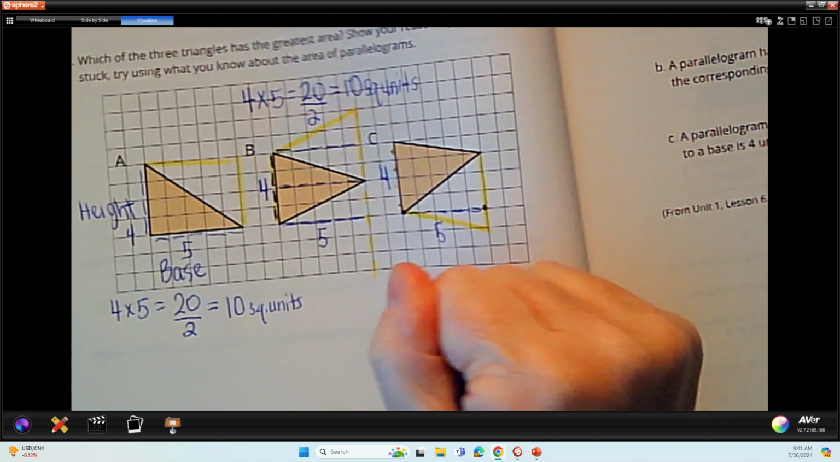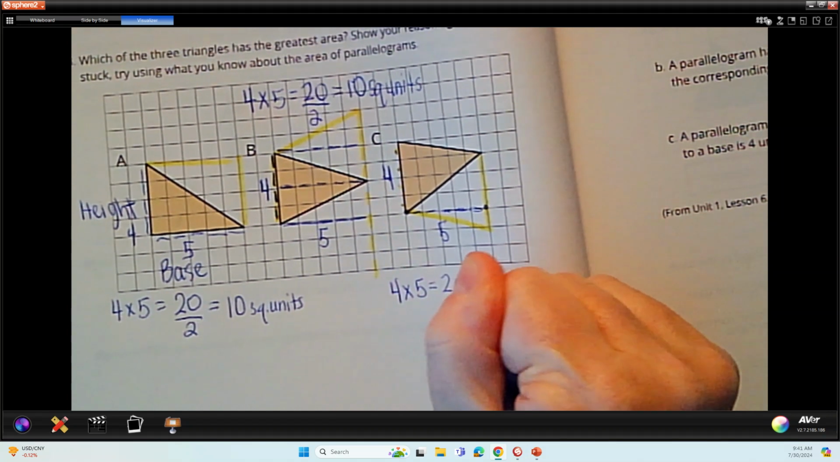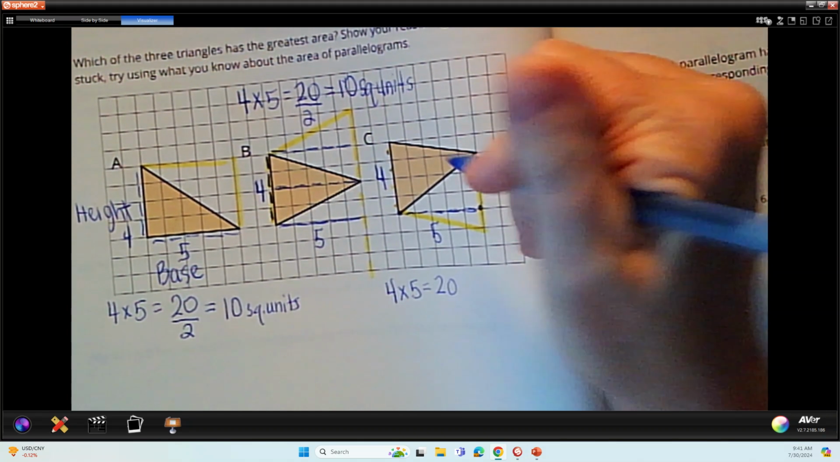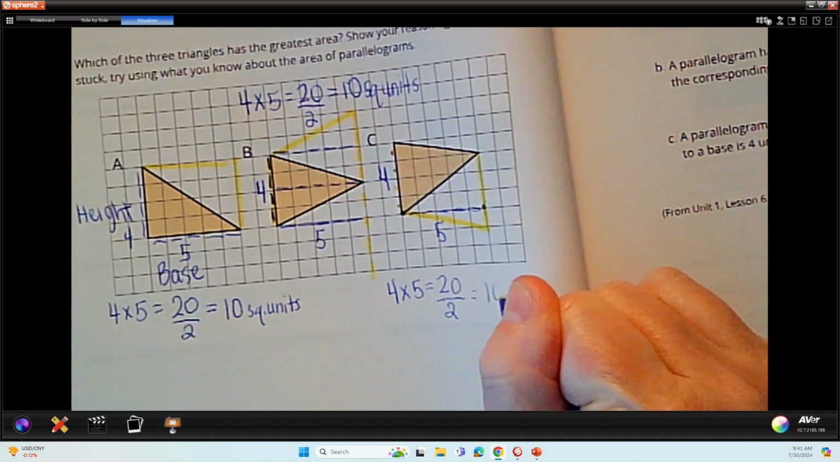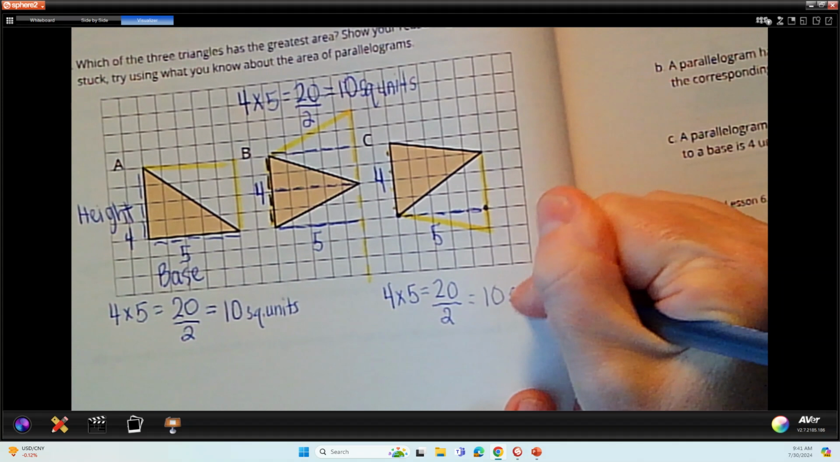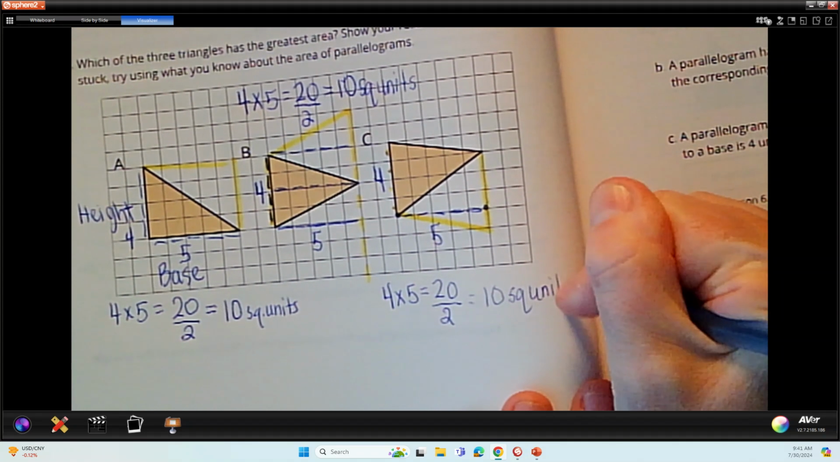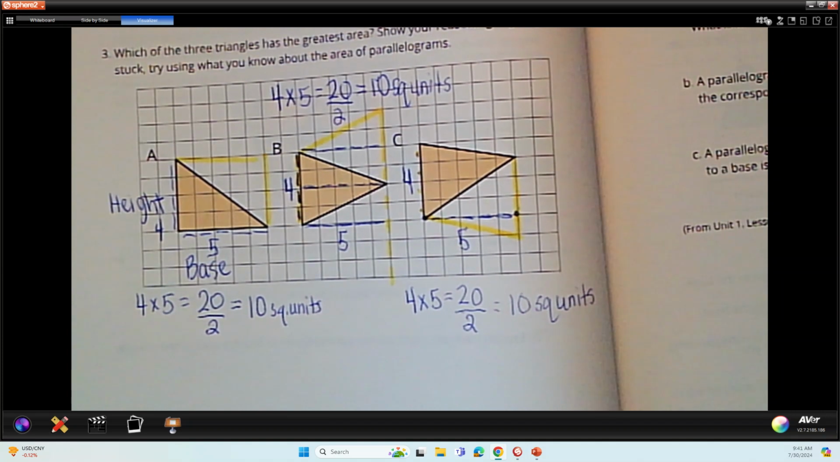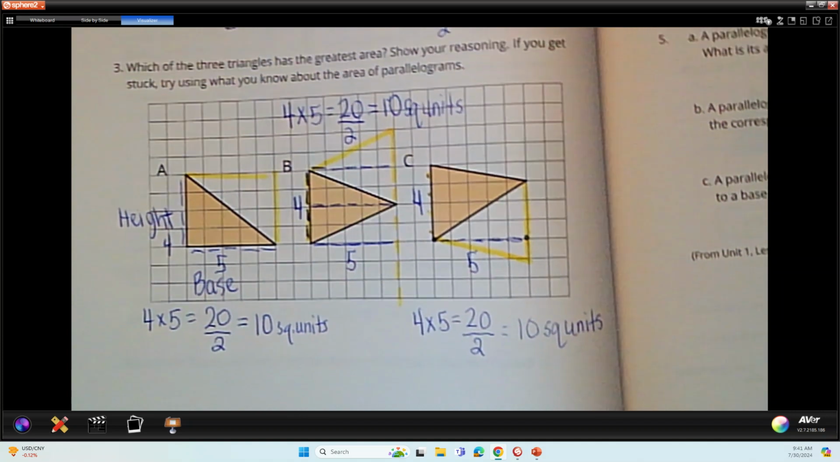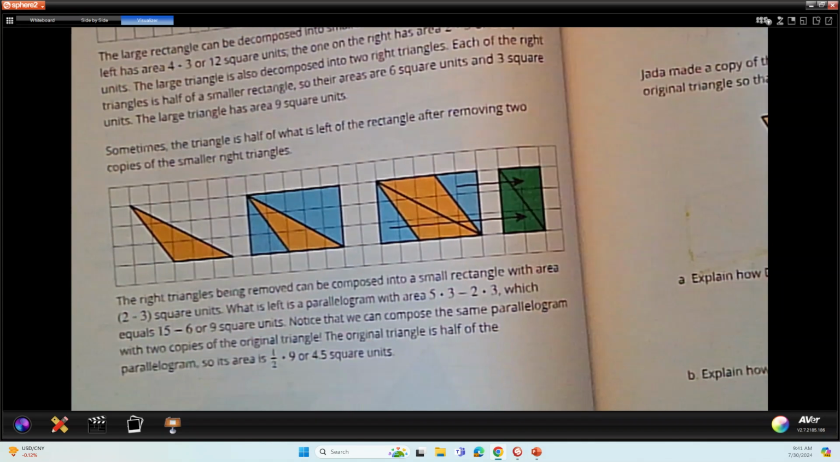4 times 5 is 20. But because it's a triangle, it's half, so we're dividing by 2. So this would be 10 square units. Okay? Pretty cool stuff, right? All right, that was practice problems 2 and 3 for lesson number 8.